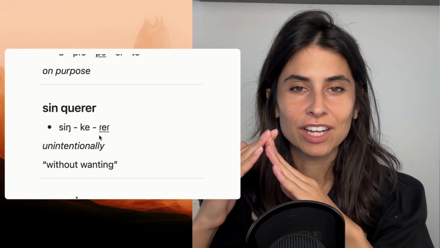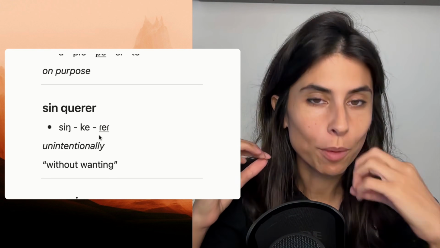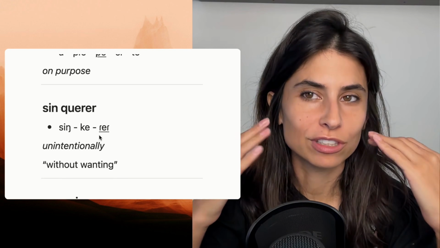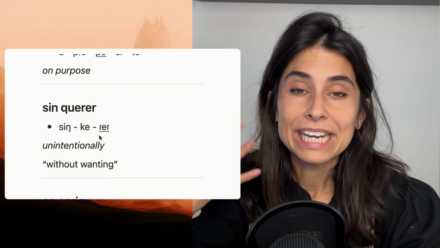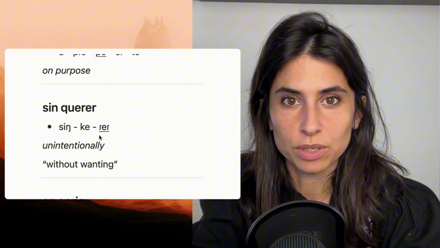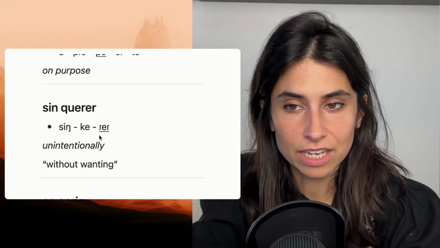Okay, the last tapped R can become a bit longer, sin querer, or continuous, or however you want to call it. Literally meaning without wanting. Like I didn't want to do it, but I did it, sin querer, unintentionally.